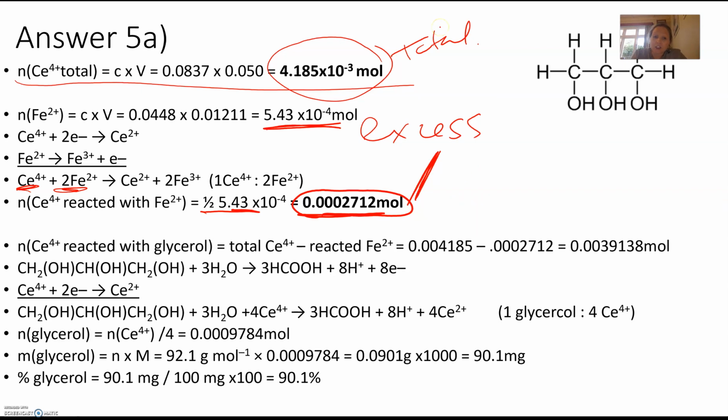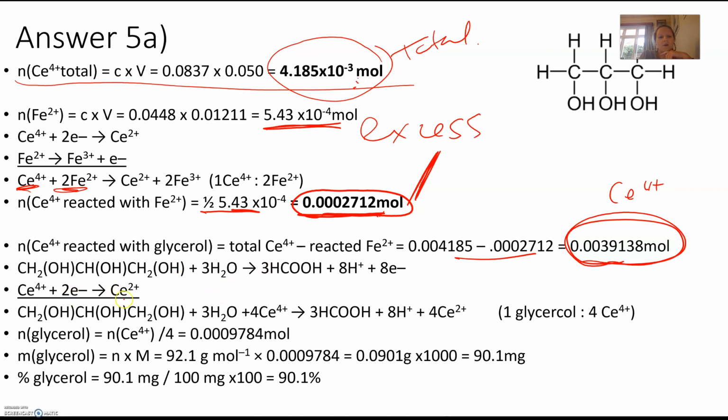So now we can subtract this number off this number to work out how much Ce4+ reacted with the glycerol. And that's what I've done here. Total minus the excess amount, and we're left with this many moles. This is the amount of moles of Ce4+ that reacted with the glycerol. We then need to do balanced equations, which I'm just hoping you guys can do. You'll just need to go through the normal procedure. Let me know if you don't understand.